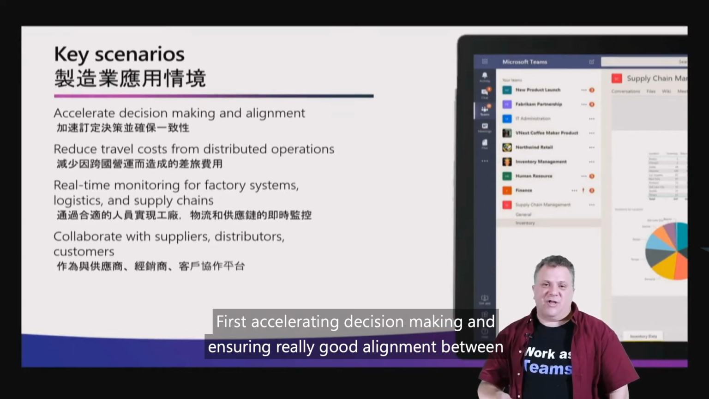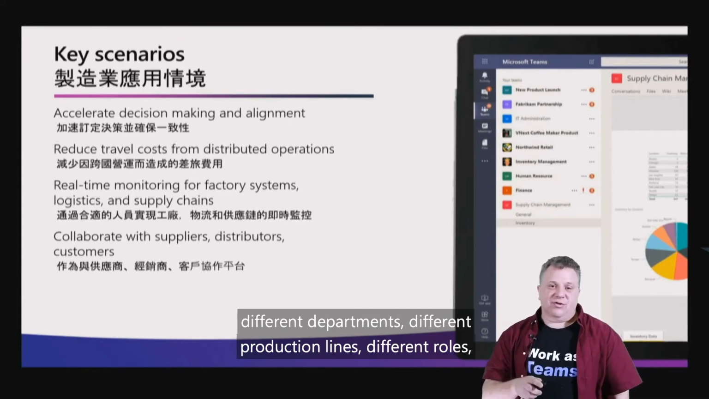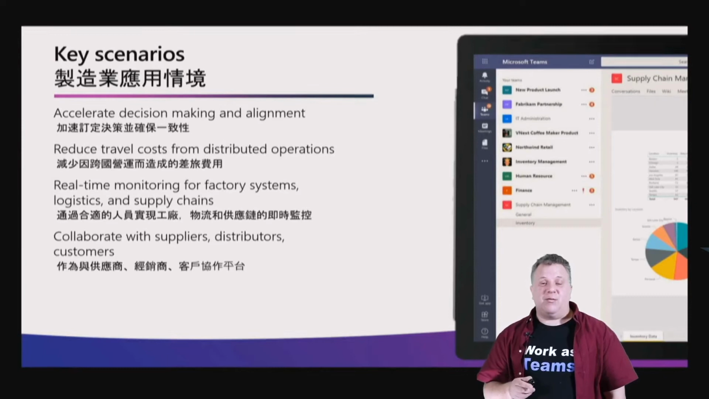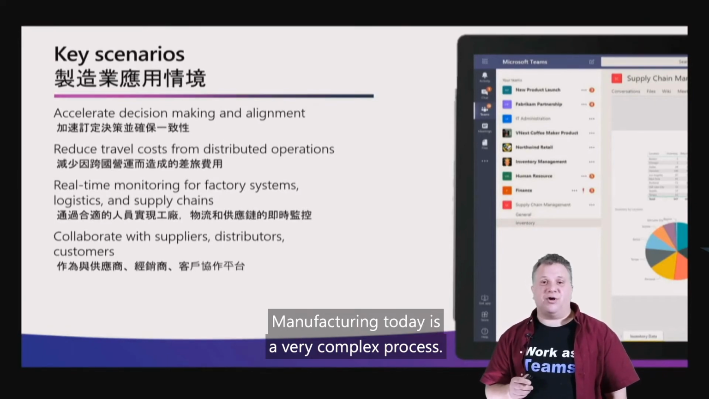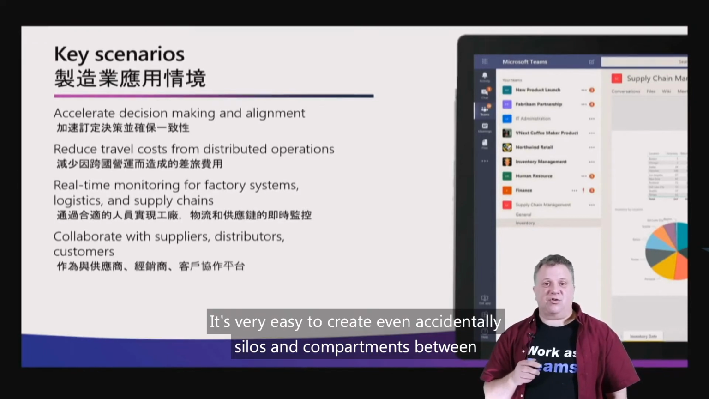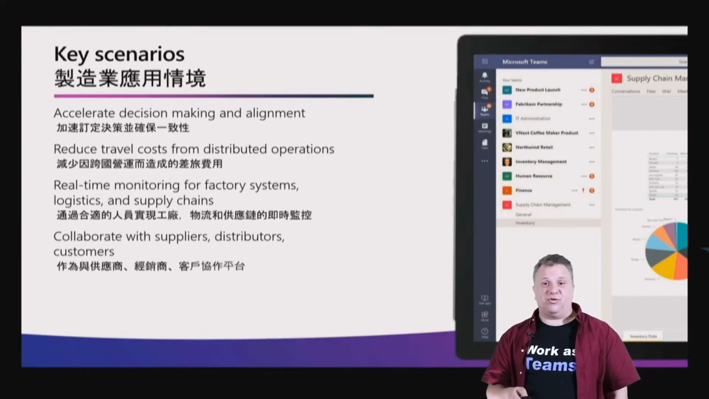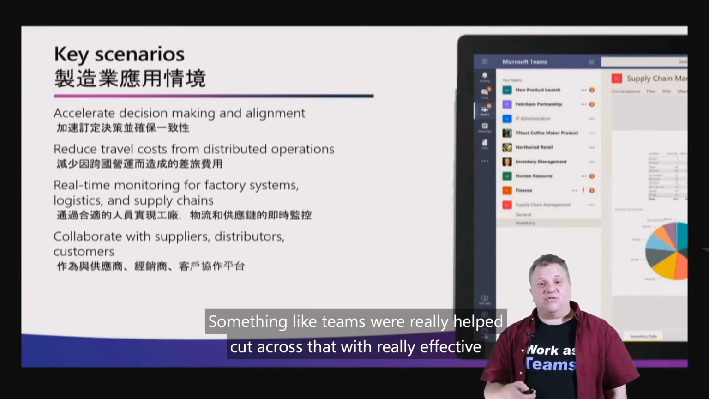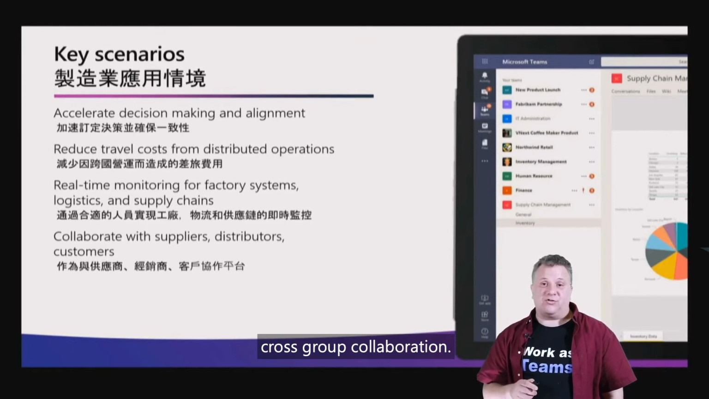First, accelerating decision-making and ensuring really good alignment between different departments, different production lines, different roles, different offices, even different countries. Manufacturing today is a very complex process. It's very easy to create, even accidentally, silos and compartments between different organizations or different departments. Something like Teams will really help cut across that with really effective cross-group collaboration.